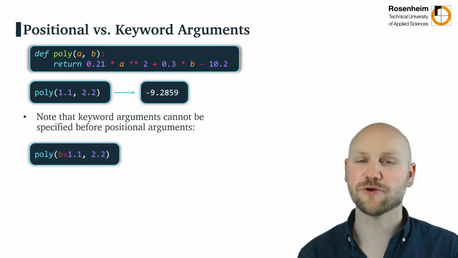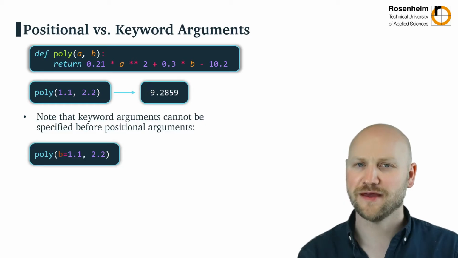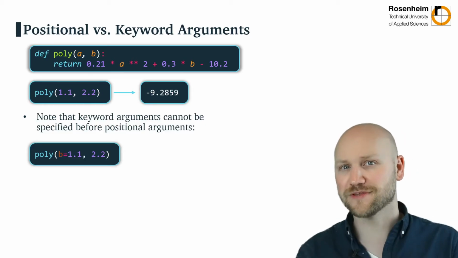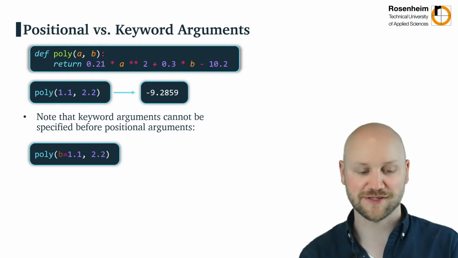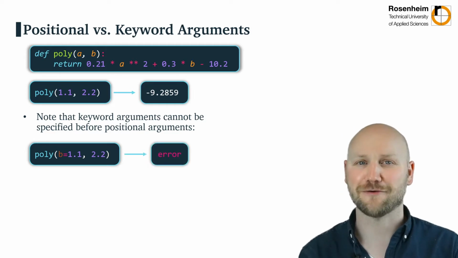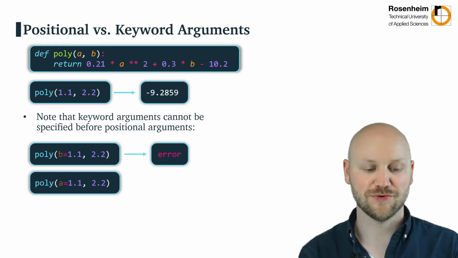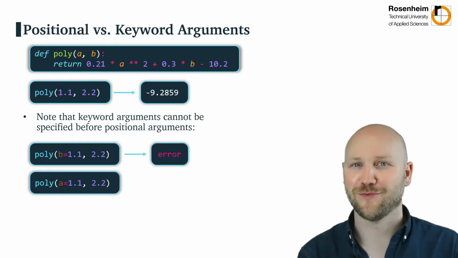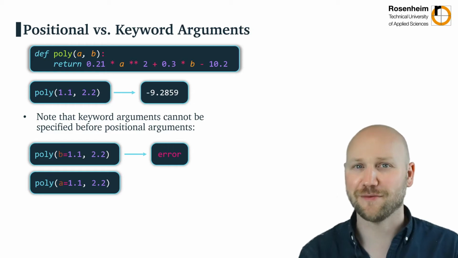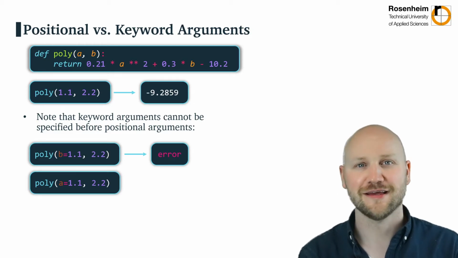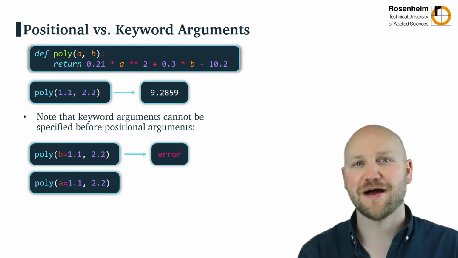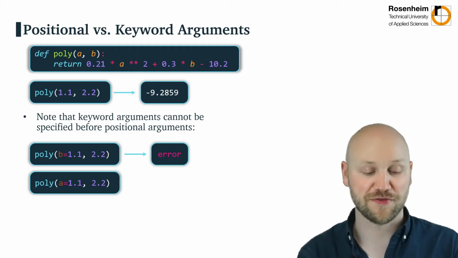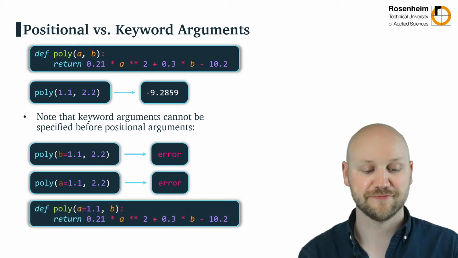Note that keyword arguments can never be in front of positional arguments. So you have to have your positional arguments first and then your keyword arguments. So this will run into an error. So this is also running into an error, even though the keyword argument was really the first variable in that function definition. This is not acceptable by Python. So positional arguments first, and then you can come up with the keyword arguments.